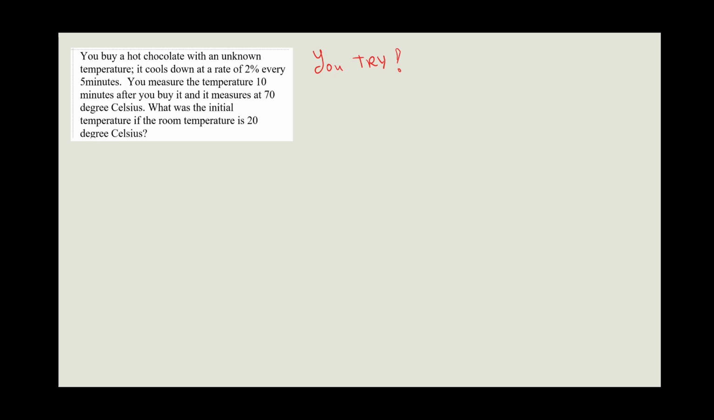I'm going to assume that you have done so. Here's my solution. The rate here is 2%, so please do not say 0.02 is the b. You have to subtract 1 minus 0.02 because it's cooling down, so the temperature is going to go down by this 2%. So b is going to be 1 minus 2%. And it says this percentage is happening every 5 minutes, so that is the period at which this decay is occurring. Then you can create a table.